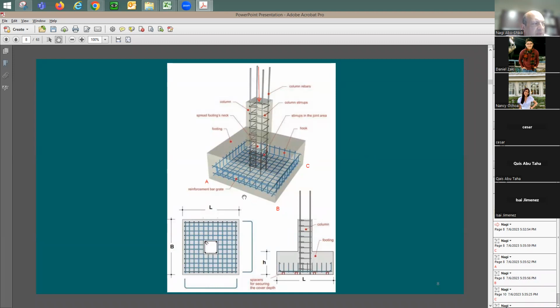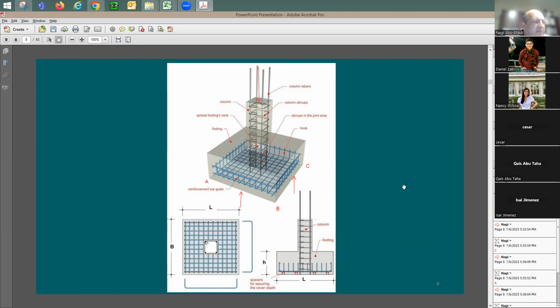Line AB wants to lift up in this direction, right? At the same time, line BC also wants to lift up in this direction. Meaning I'm going to have bottom tension on this side, very close to the column, and bottom tension on this side, parallel to BC.